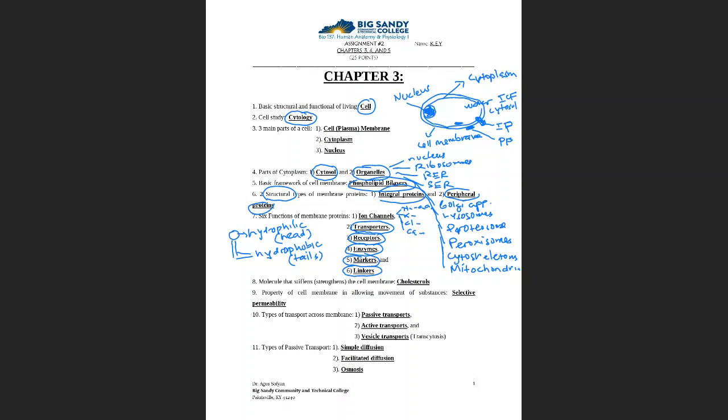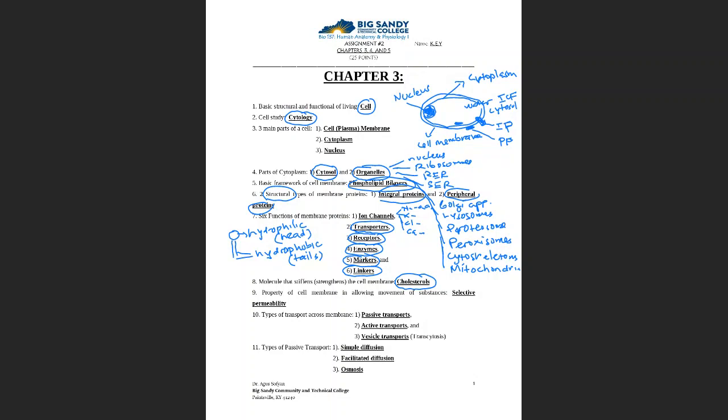There is another molecule in the cell membrane. It's called cholesterol. This cholesterol has the function of making the cell membrane stronger. So cholesterol is needed by our body. In this example, it is needed by the cell membrane to be stronger.